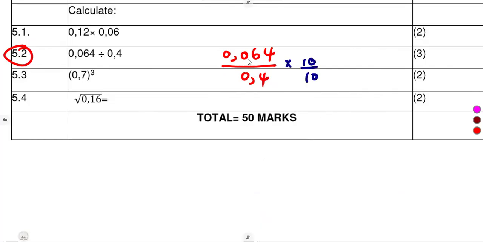Multiplying by 10 simply means I'm just going to move the comma to the right. So 0.064 is going to be 0.64, I mean. Or just use your calculator there. All right? Over 0.4 times 10 again. Just going to get rid of this, so it will be 4. So now we can divide because we've got a whole number.